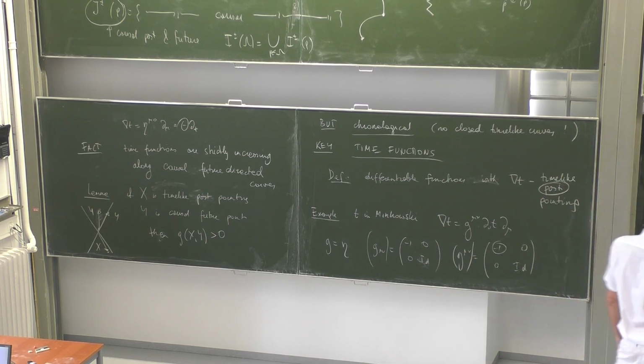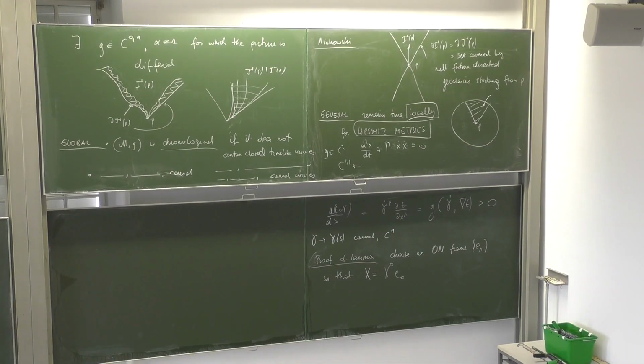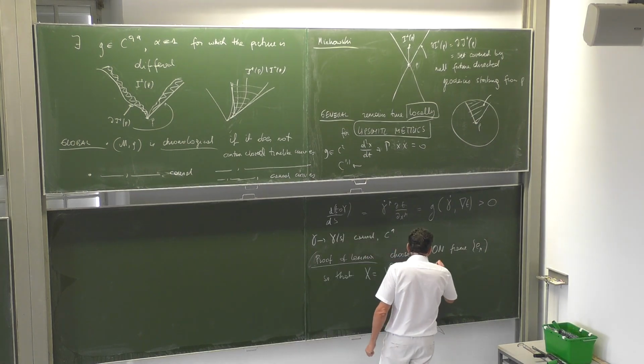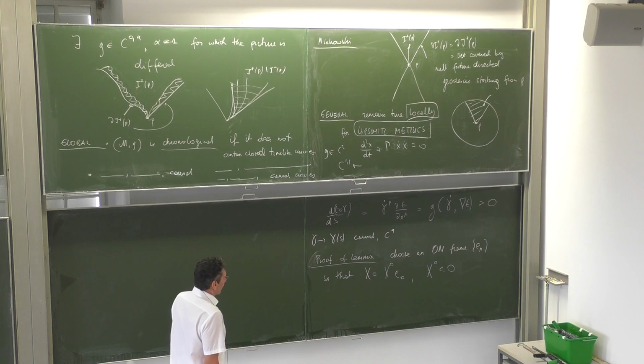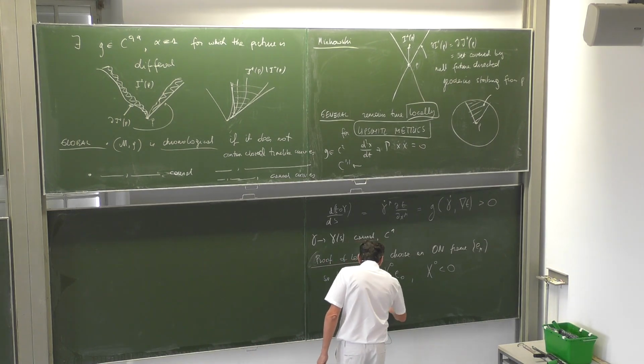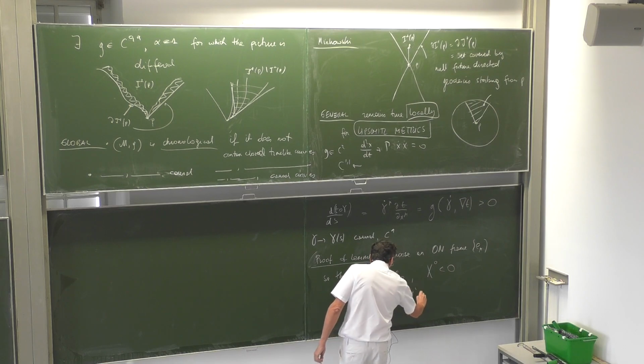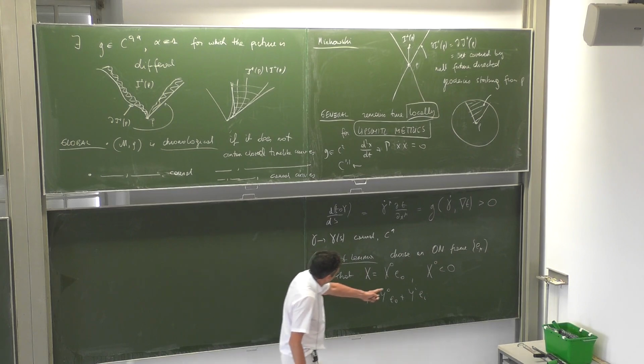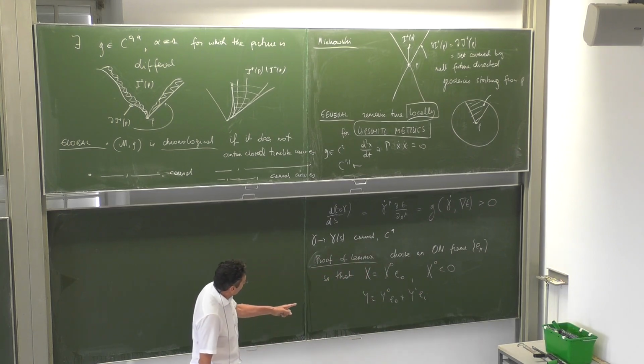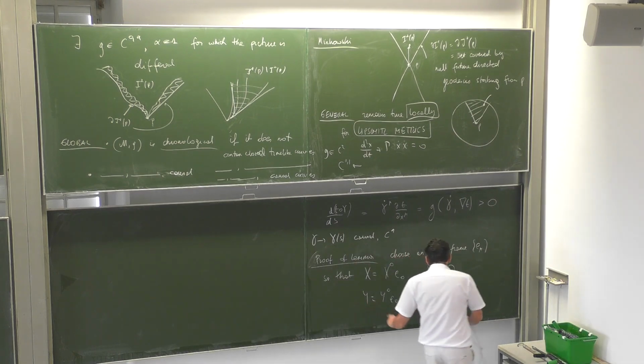So if x is time-like past pointing, we can choose an orthonormal frame, say e mu, so that x is just proportional to the first element of the frame. And because it's past pointing, and I usually want my frames to be well-oriented, x0 should be negative. In this frame, we can write y equal y0 e0 plus yi ei, summation convention, summed over i's. And y is future pointing, so y0 is positive.